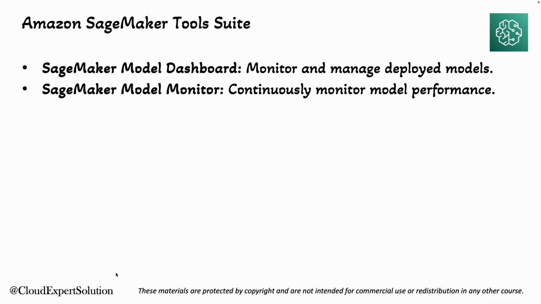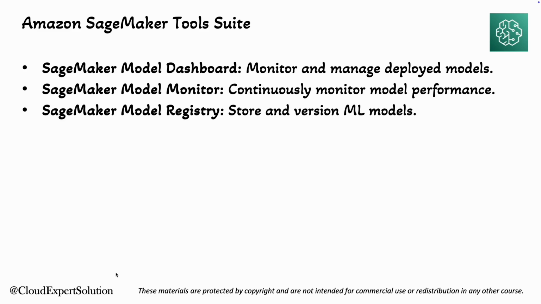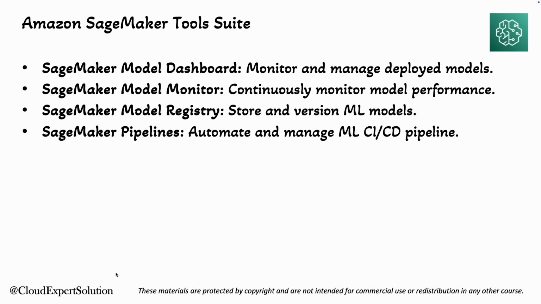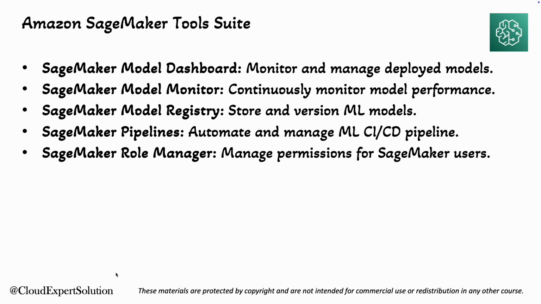Then we have SageMaker Model Monitor, and SageMaker Model Monitor continuously monitors model performance. Followed by we have SageMaker Model Registry. We can use SageMaker Model Registry as a centralized repository to manage machine learning model versions. Followed by SageMaker Pipelines. We can use it to automate CI/CD pipelines for machine learning models. Then we have SageMaker Role Manager. SageMaker Role Manager can be used for access control and manage permissions for SageMaker users.